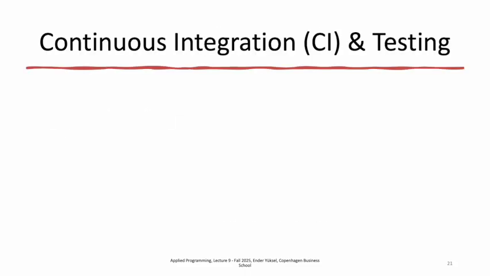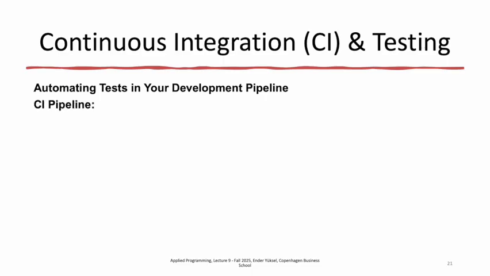Now let's talk about continuous integration, which is how professional software teams use testing in their development workflow. This is where testing really proves its business value. Continuous integration, or CI, means automatically running your tests every time someone makes a change to the codebase. Here is how it works in practice.